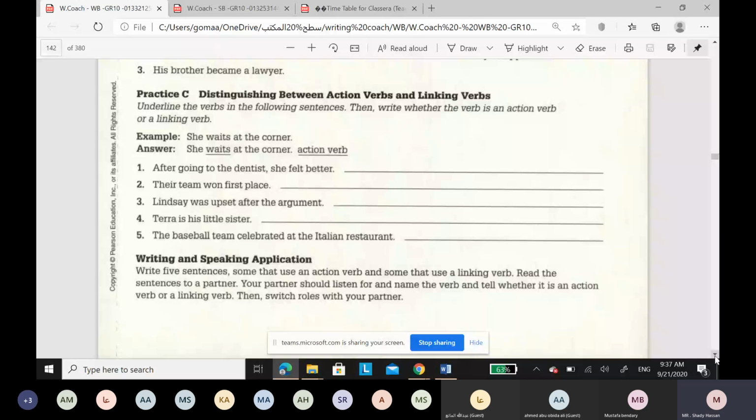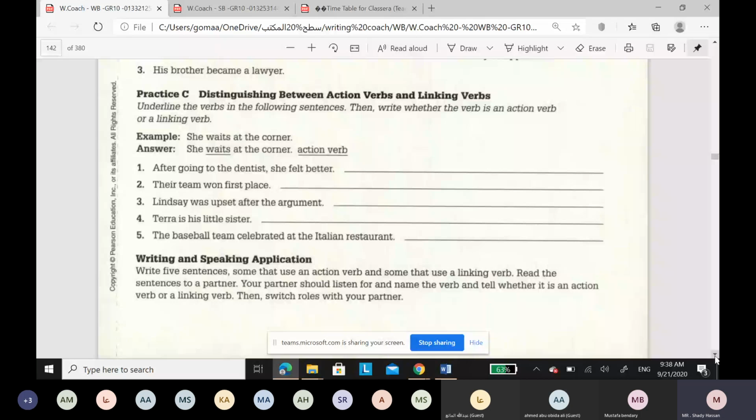Number one, after going to the dentist, she felt better. Where's the verb in here? Felt. Yes, felt. And what type of verb do we have in here? Action or linking? Linking. The verb feel actually is one of the sensation verbs, so it's a linking verb.